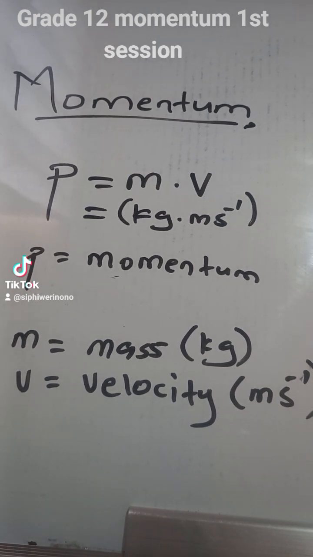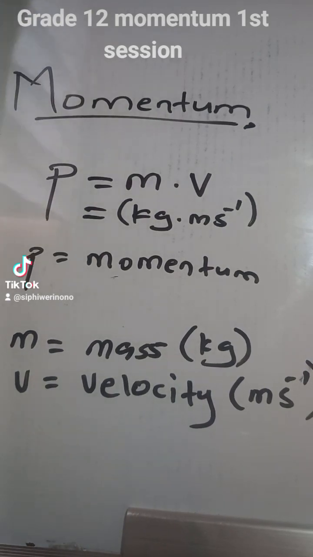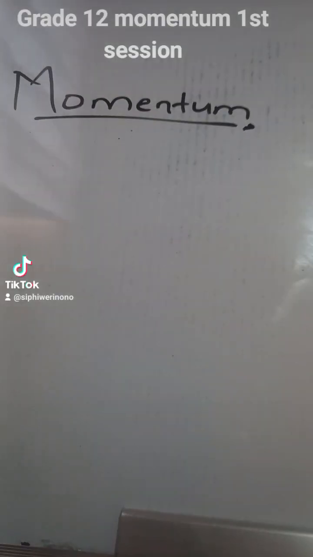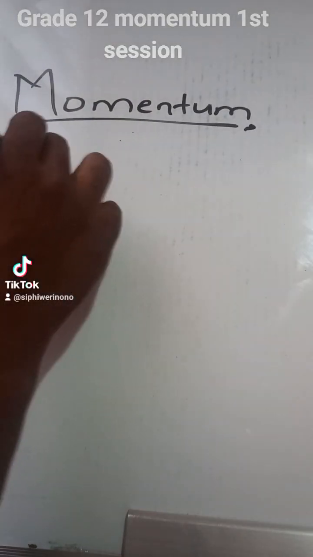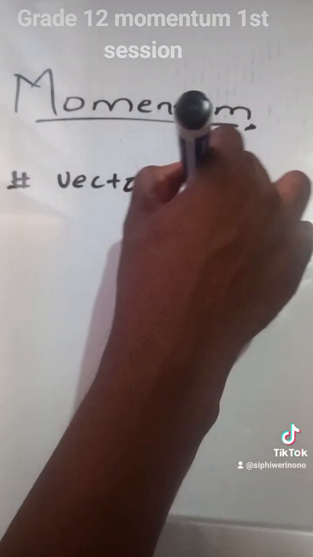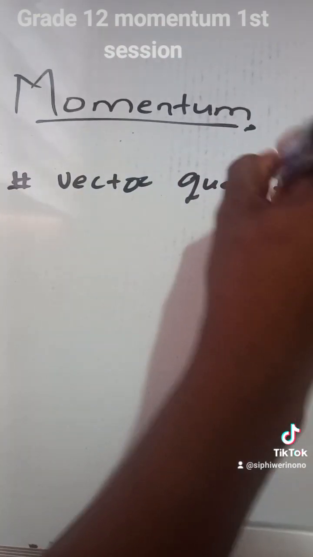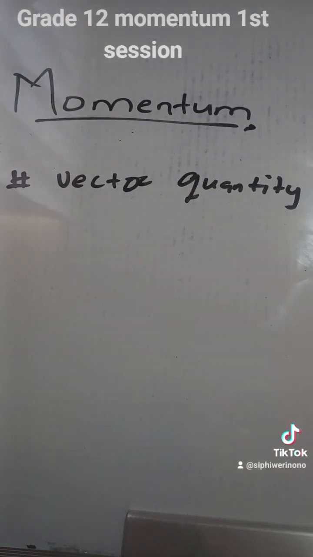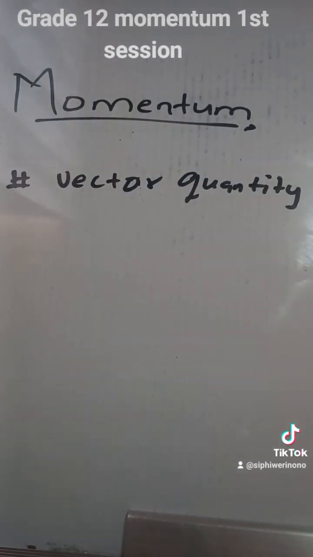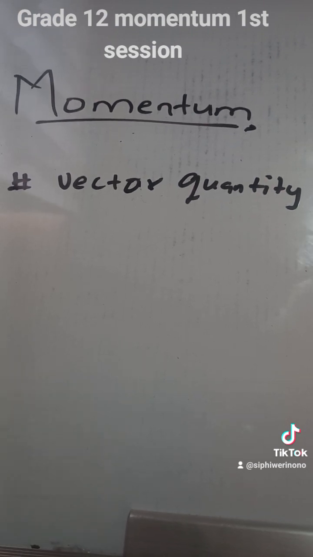Now the second point that I want us to talk about. Momentum is a vector quantity, meaning it consists of the magnitude and the direction. So when you're calculating the momentum, you need to talk about the magnitude and also about the direction of that particular object.